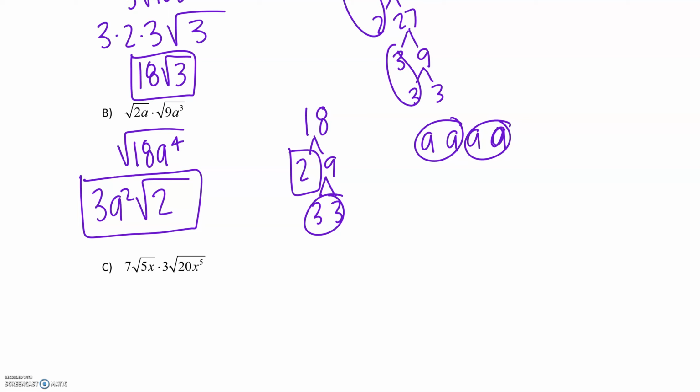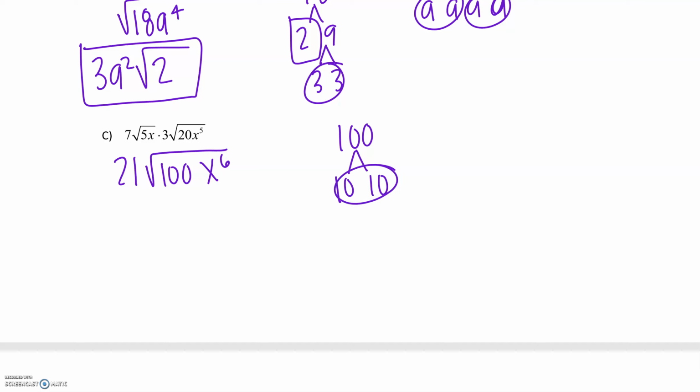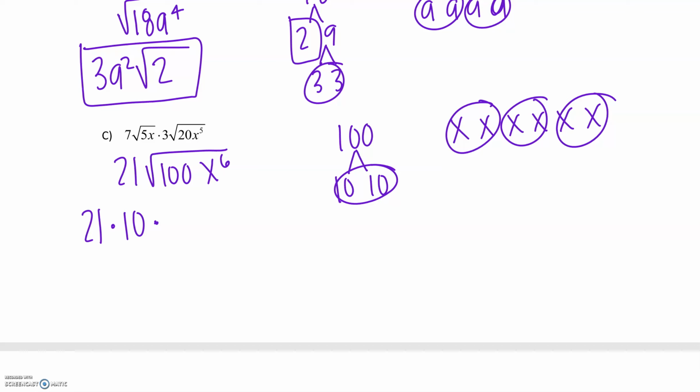Okay, and our last one, we've got 21 square root of 100 x to the 6th. We know 100 is a perfect square because it goes to 10 and 10. So we're going to have 21 times 10 times, we have 1, 2, 3, 4, 5, 6. So we've got 3 pairs of x's, so we're going to have x cubed. And we have nothing left on the inside of that radical. Okay, so that's going to leave us with 210x cubed.